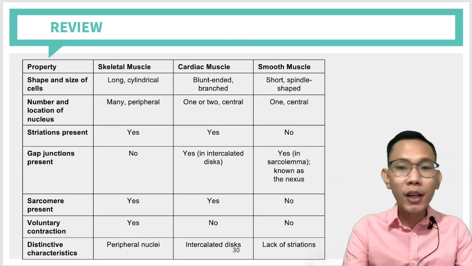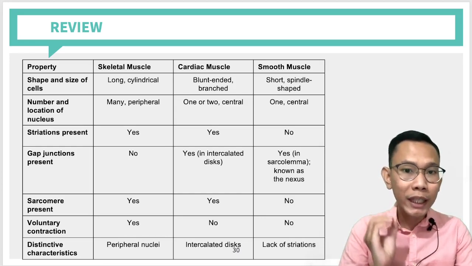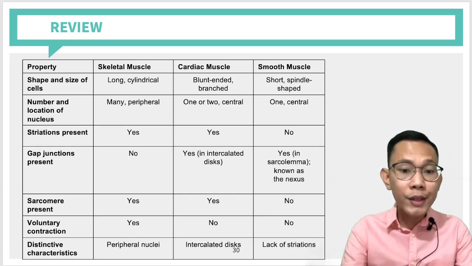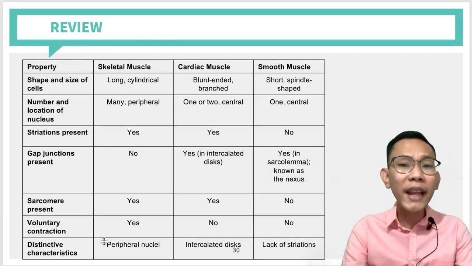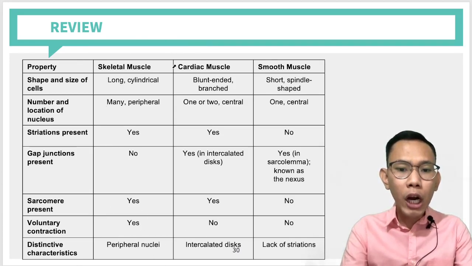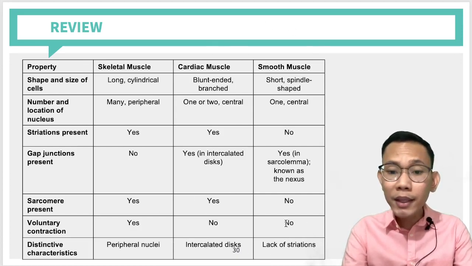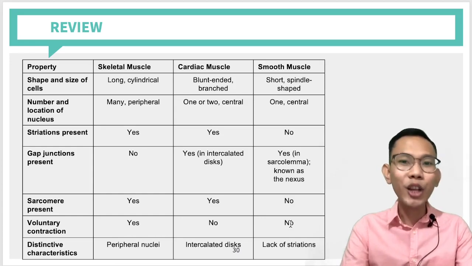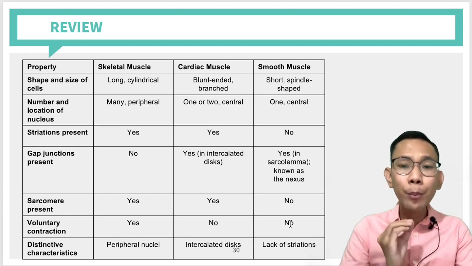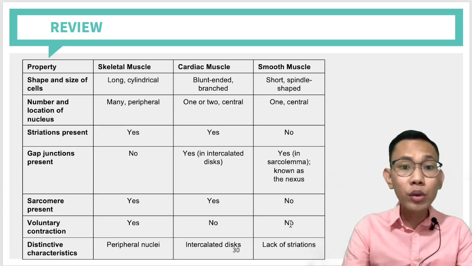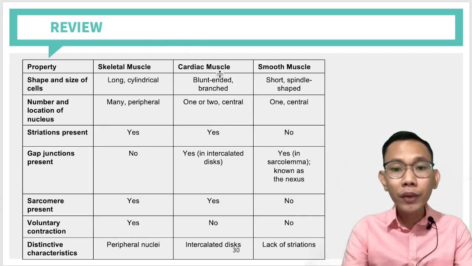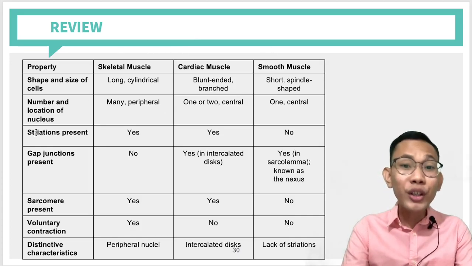Distinct features: these are the most important things for us to identify these different structures. The distinct characteristic for skeletal muscle is that the nuclei are located peripherally. For cardiac muscle, there are intercalated discs, and for smooth muscle, there is a lack of striations. So again, these are the most important characteristics for us to differentiate your skeletal versus your cardiac versus your smooth muscle.